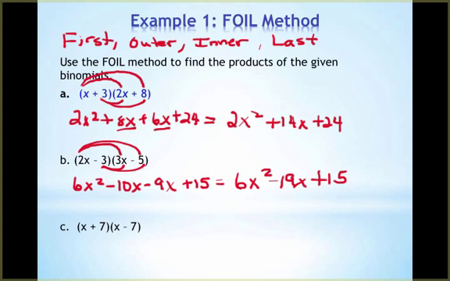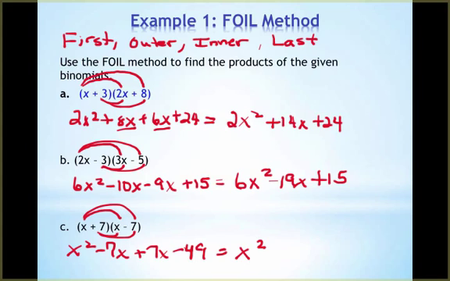One more set of FOIL problems. First, x squared. Outer, minus 7x. Inner, plus 7x. And last, minus 49. Now again, when I combine like terms, we're going to have x squared, but notice that our outer and our inner terms will cancel each other out, and we'll get minus 49. And that's a special case that we're going to talk about next.